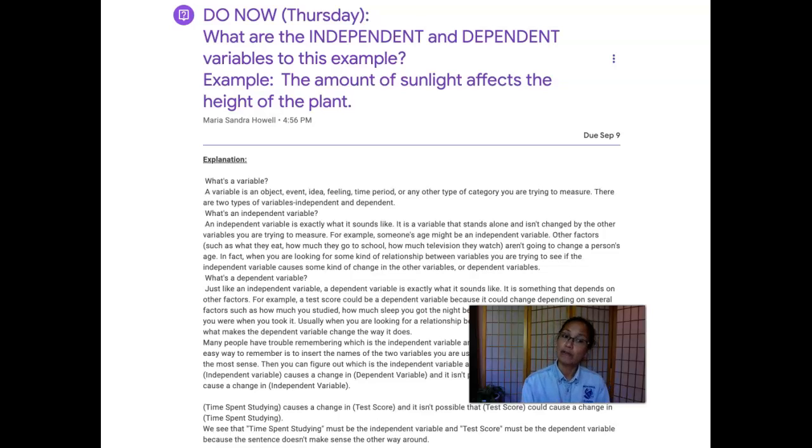In fact, when you are looking for some kind of relationship between variables, you're trying to see if the independent variable causes some change in other variables or dependent variable.